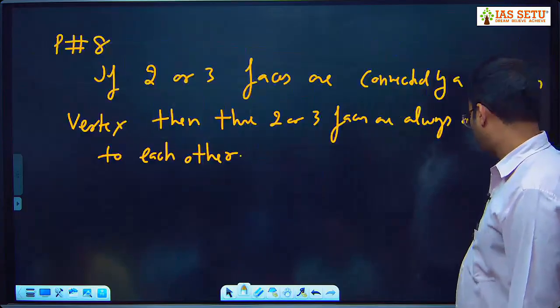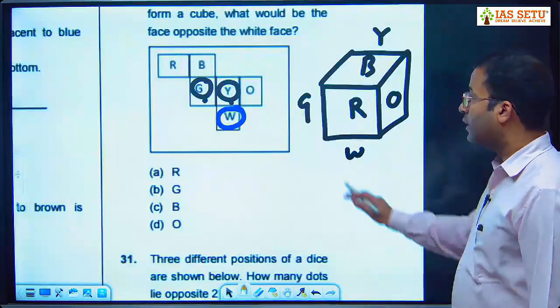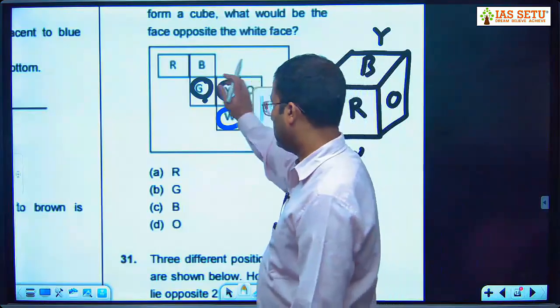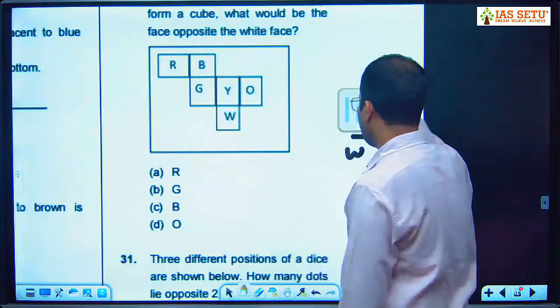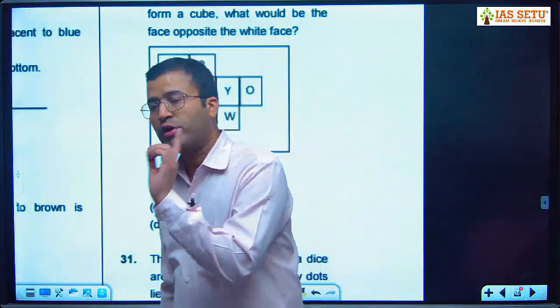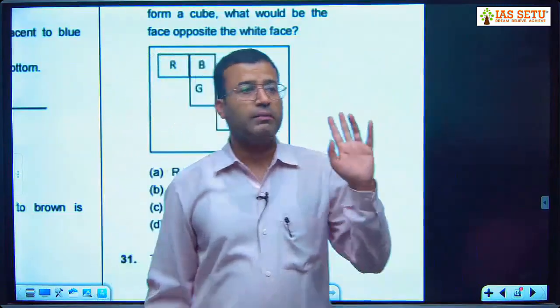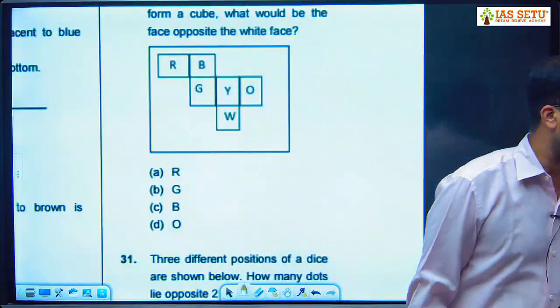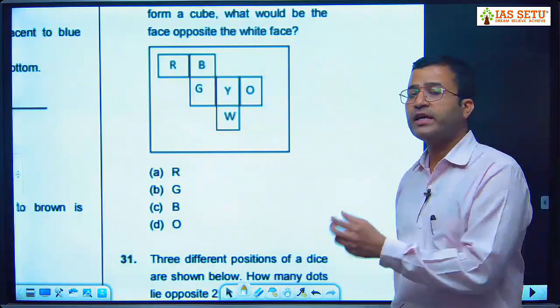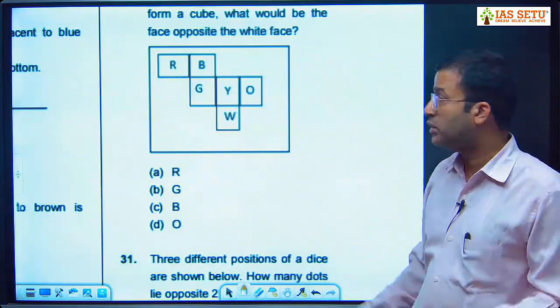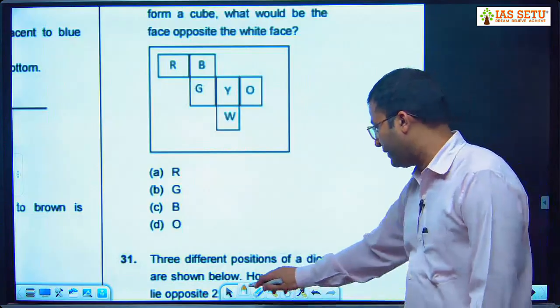Now here, let us try the same question. Question number 30 from our handout. Method 1, you can fold this in your mind. Method 2, you can take help of an eraser. Method 3, we take help of a common vertex. Question is, what is opposite of white?